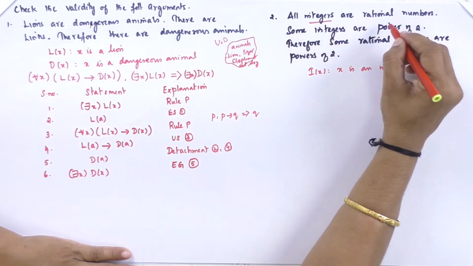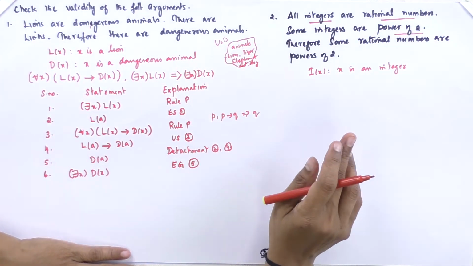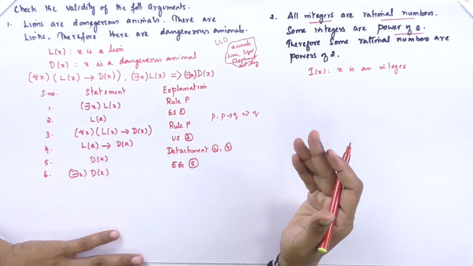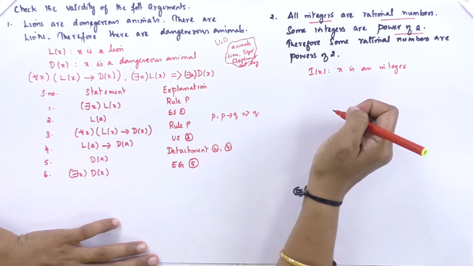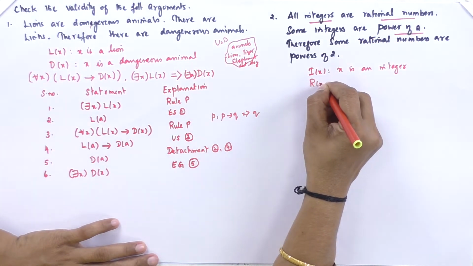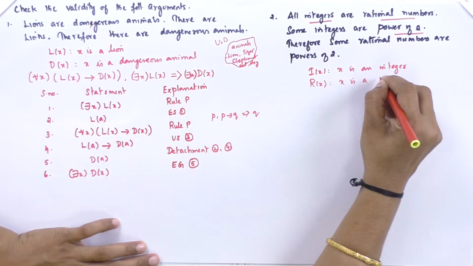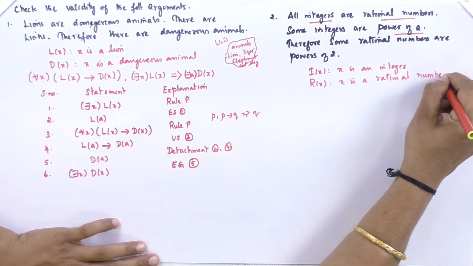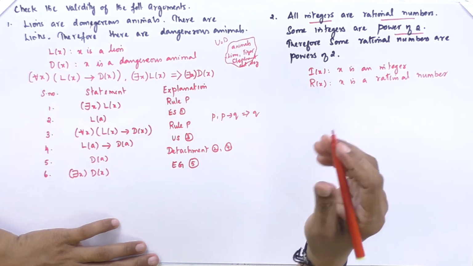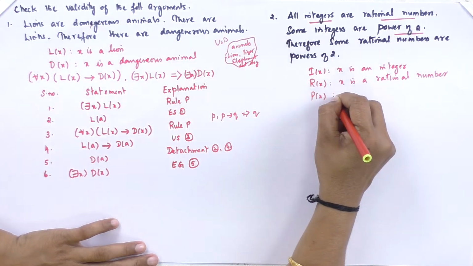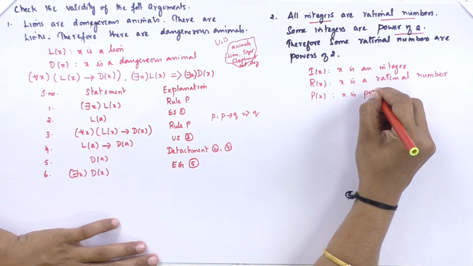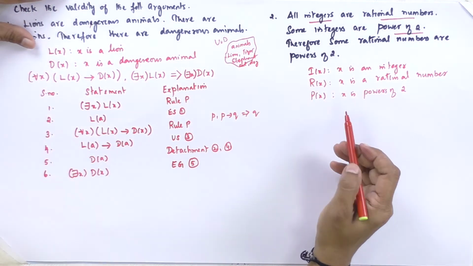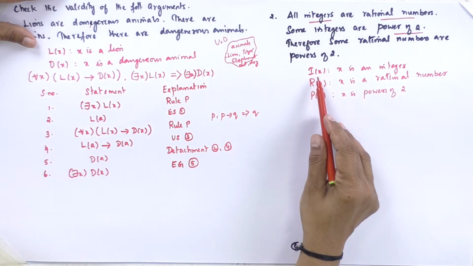I have integer, I have rational numbers, I have powers of 2. So these are the 3 words we have identified in this, and we will have to accordingly assign the predicate terms. Rational numbers: R of x is a rational number. Then power of 2 also we have: P of x is power of 2. Whatever may be the term, we write it. So now these are the identified keywords and we have assigned the predicate terms.